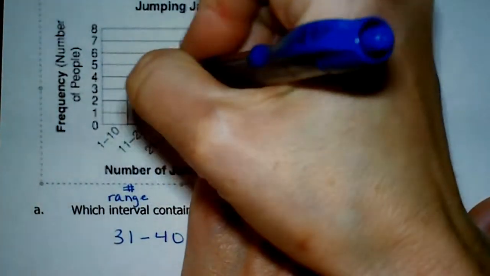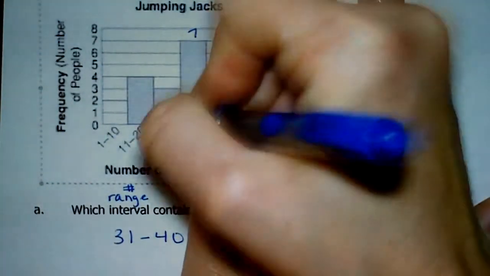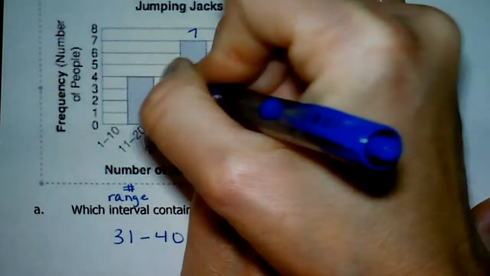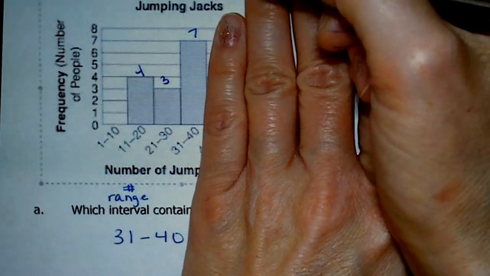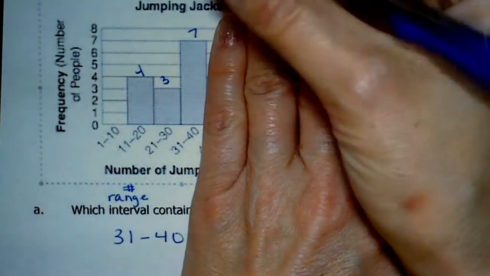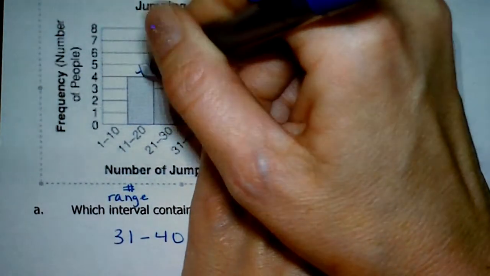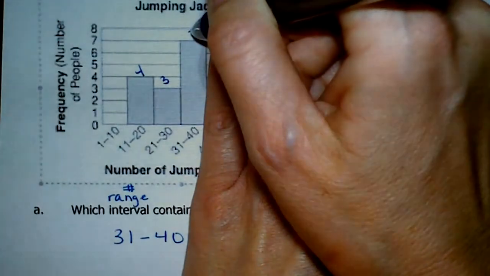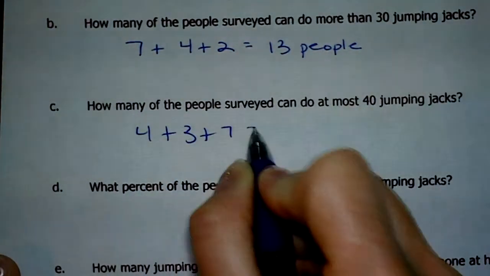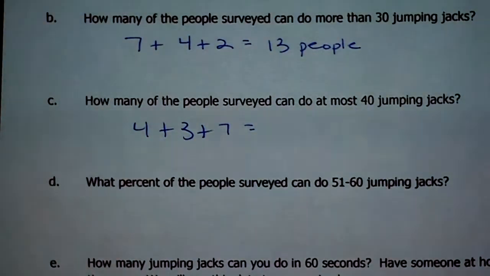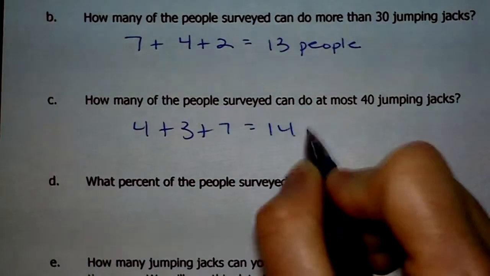But these values will. So the 7 people here, and then here, if I follow it over, it looks like there are 3, and here there are 4. So if I'm looking for at most 40, that would be these 4 people, these 3 people, and those 7 people. So I'd have to take 4 plus 3 plus 7. Don't just write the answer. Write down 4 plus 3 plus 7 so you know how you got the answer. And that's 14 people.